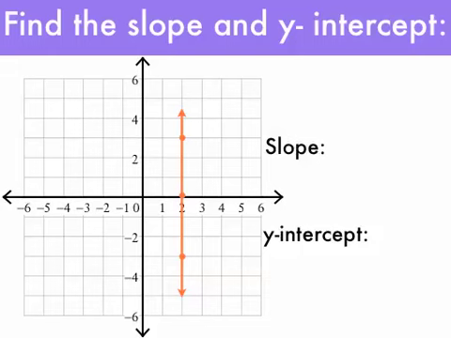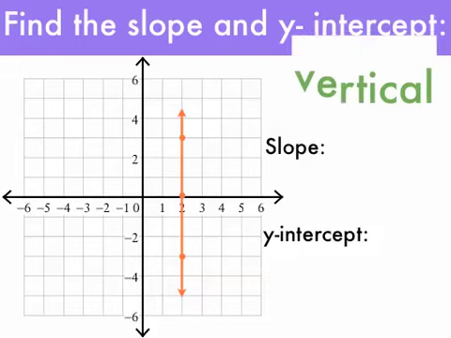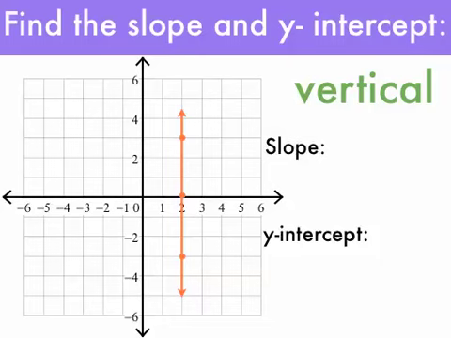This next example is what we call a vertical line. Notice the vertical line is going straight up and down. A vertical line is going to have a rise. You can move up and down any number of spaces and you'll still be on this line. But its run, or its movement to the left and to the right, is going to be 0.